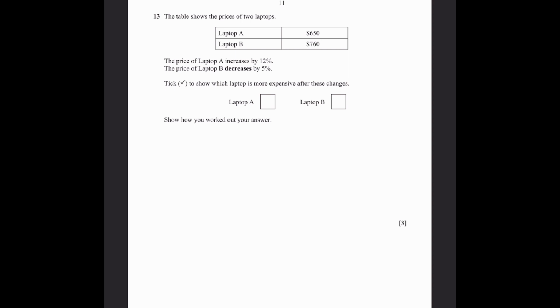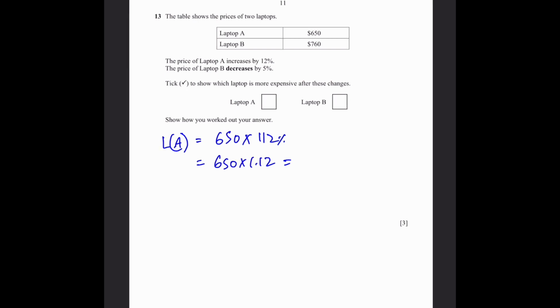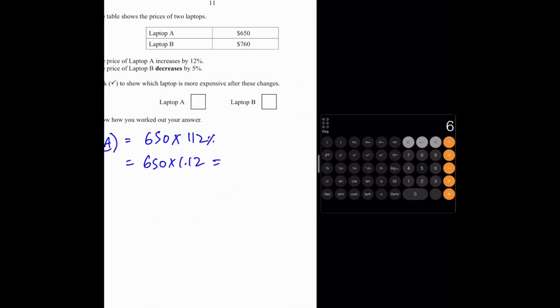The table shows the price of two laptops. Price of laptop A increased by 12%. Price of laptop B decreased by 5%. Tick to show which laptop is more expensive after the changes. Show how you worked out the answer. So laptop A, I'll write as LA, will be 650 into 112% because increasing. 650 into 1.12. Let's get our calculator out. 650 into 1.12. We get $728.